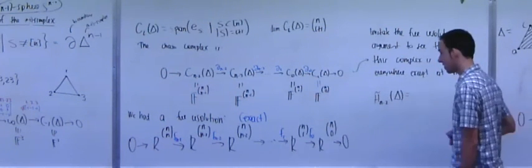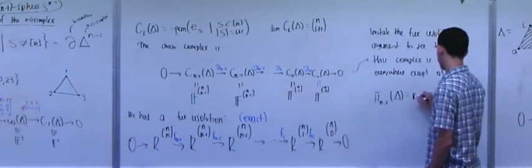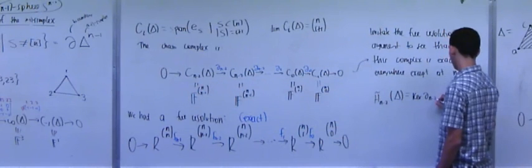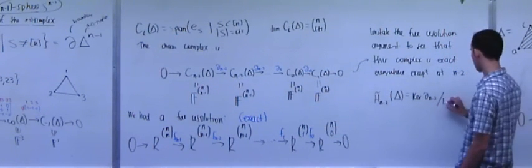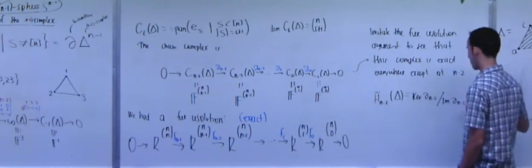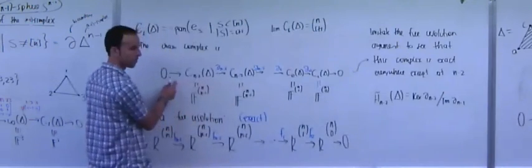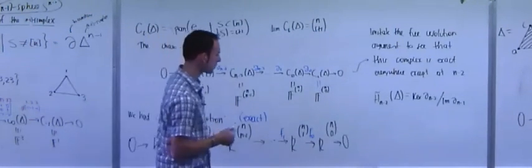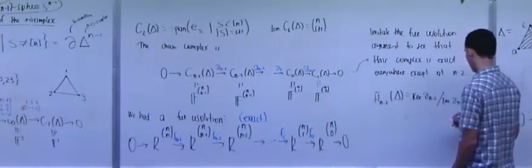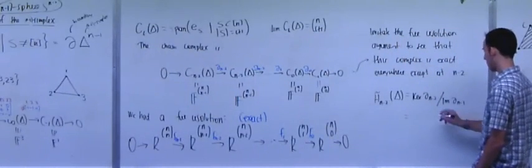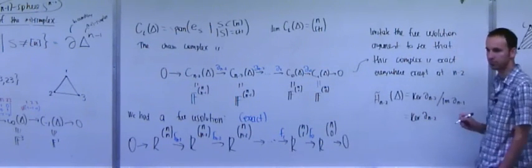What happens is that we get the kernel of delta n minus 2 mod the image of delta n minus 1, but that's the thing that disappeared. This thing disappeared. And so what we get is just the kernel of delta n minus 2. Okay.